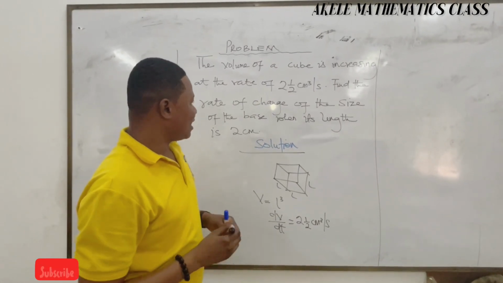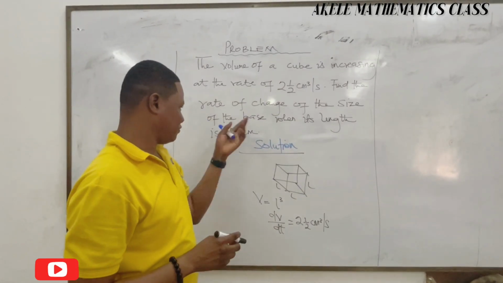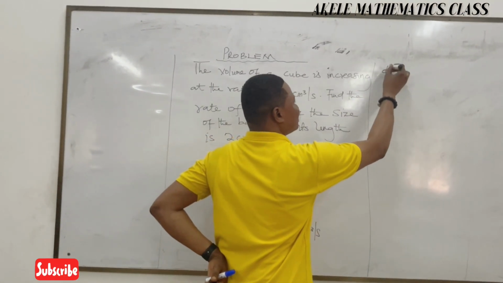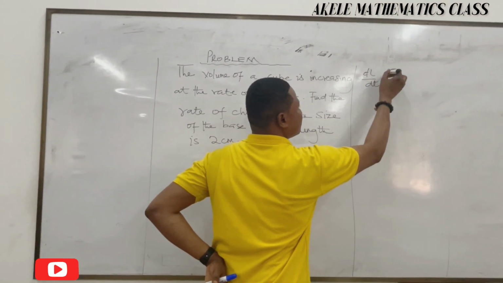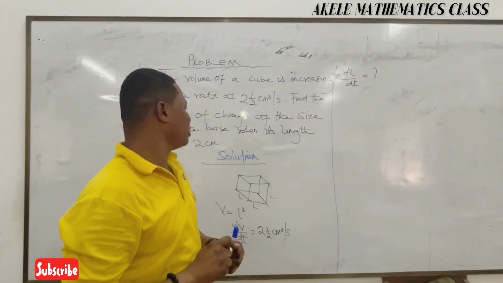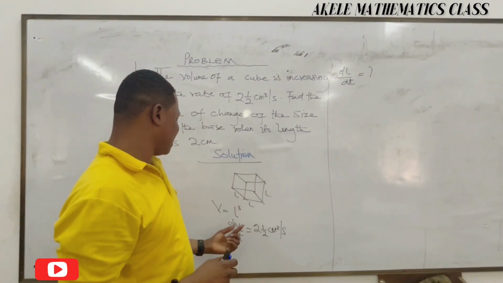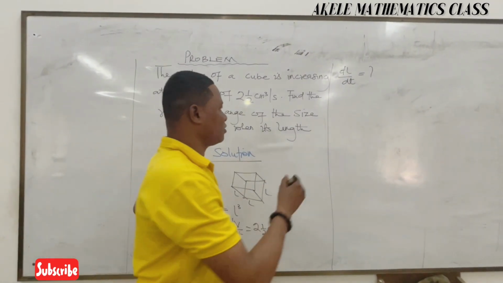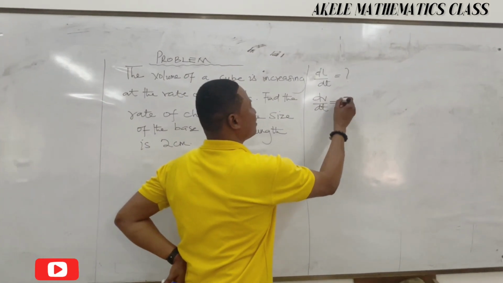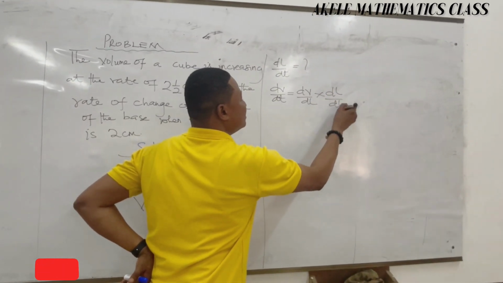Hence, we are required to find the change in what? The length of the base. So what we are to find is dL/dt. We don't know this. But what do we know? We know that we can obtain dL/dt from a simple chain rule giving dV/dt. From the chain rule, we know that dV/dt is equal to dV/dL times dL/dt.